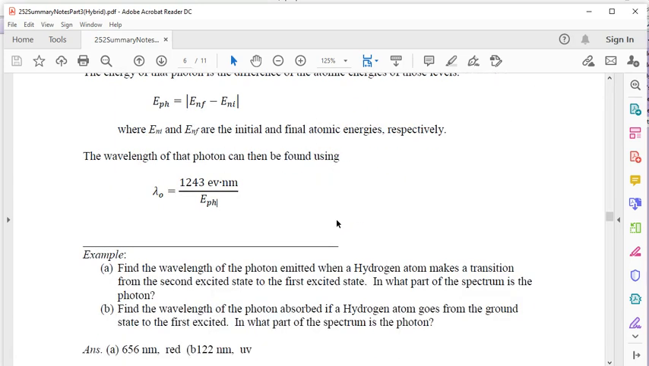Okay, I will stop there. Practice Bohr model of the hydrogen atom.